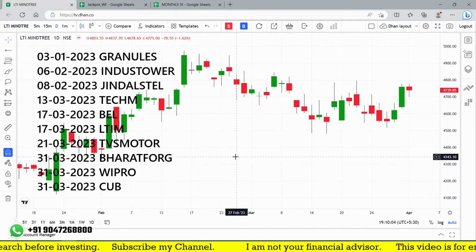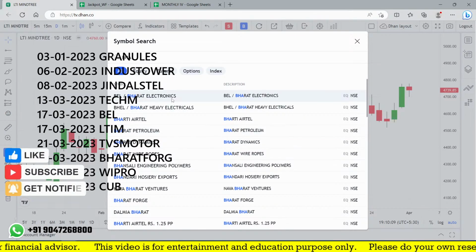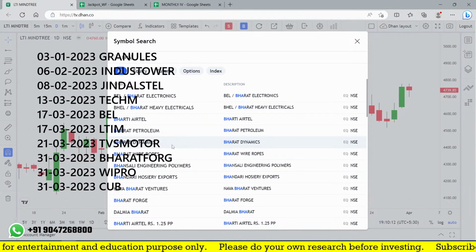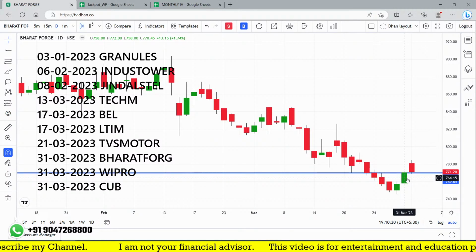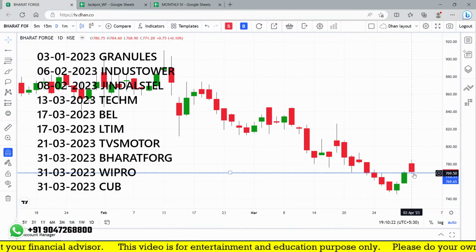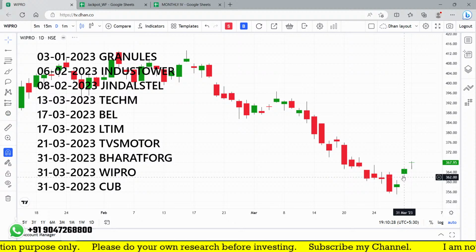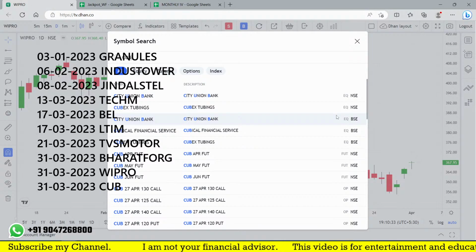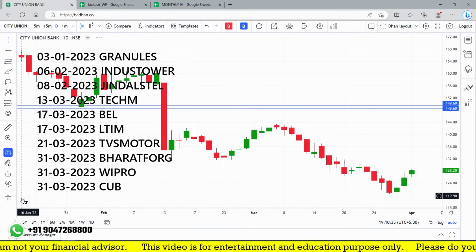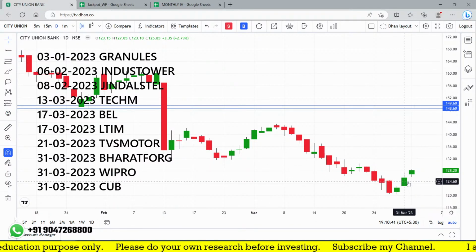Okay, and Bharat Forge, I think 31st. It's about the 31st, and from that closing price of 770, today it's 784, 14 points by the opening. And Wipro also is slightly moving higher. Previous close is about 365 and today it went up to 368. And City Union Bank is the last one. These are all the recent results of that particular scanner, and the previous close was 125, now it has closed at 128, so some 3 rupees.